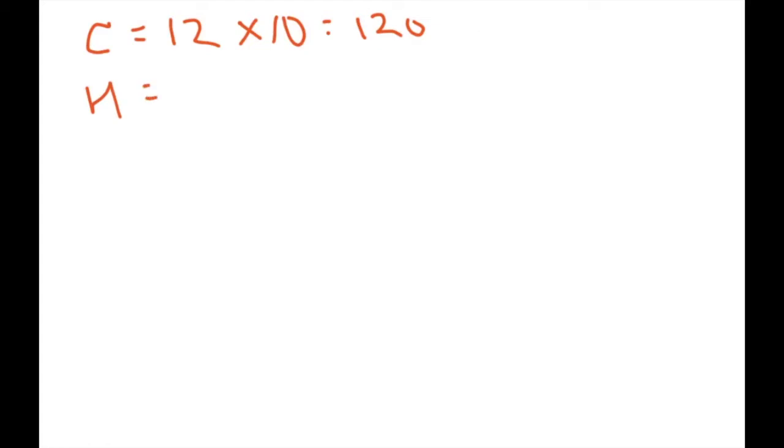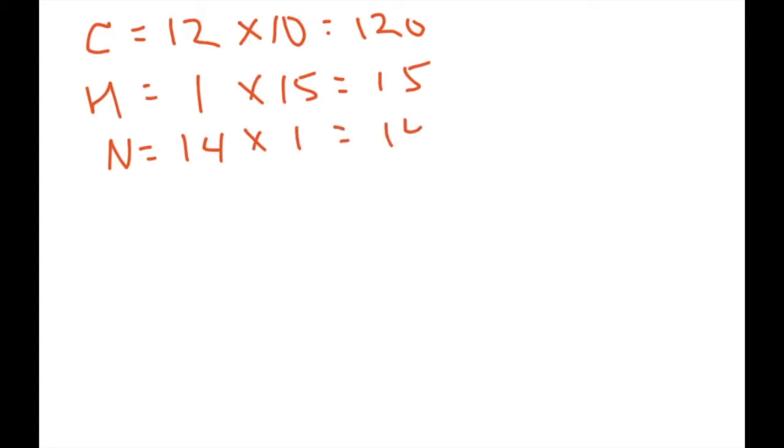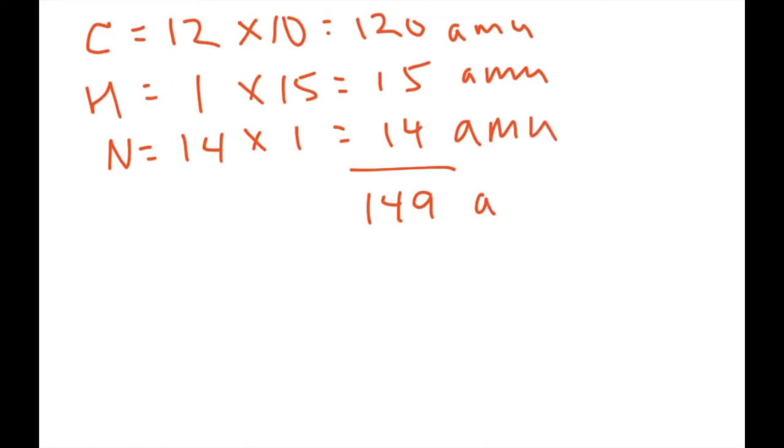Hydrogen has a mass of 1. We've got 15 of those puppies, so that's going to be 15. And then nitrogen is 14. We got 1 of those, that's 14. So these are all of our parts. We can add these up real quick. Get 149. Now these would all be atomic mass units.